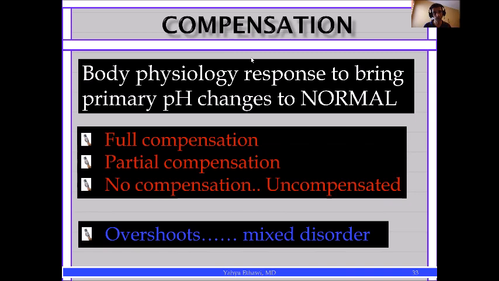Everybody seems to be hearing me. So again, partial or complete compensation, you need to know full, partial, or no compensation. And the third change, or the fourth change, is mixed disorder or overshoot correction.